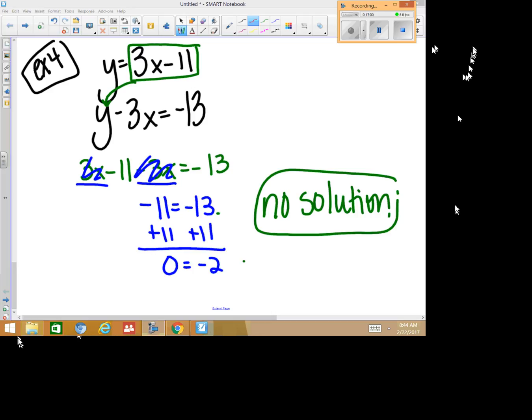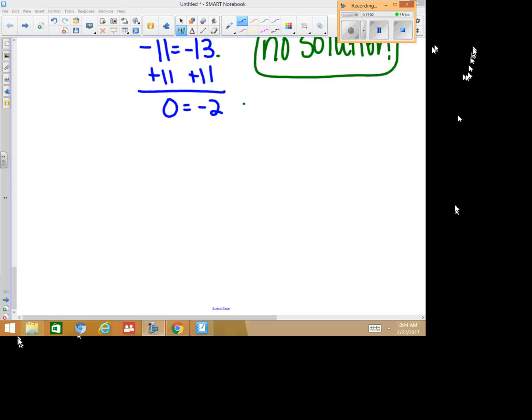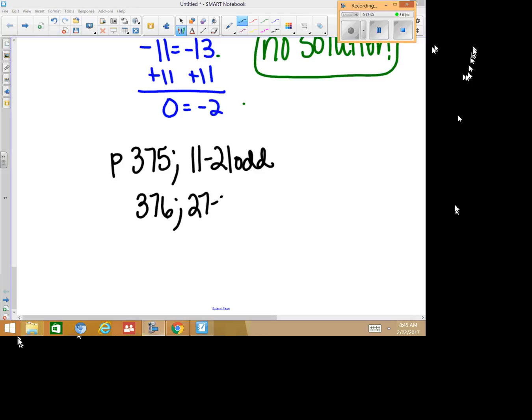Your homework. Our homework page, 11 through 21 odds. Odds means check them in the back. You cannot get away with just writing an answer down on these, can you? No, you have to show your work. If you just write an answer down, I'm not taking it. I'm going to count it off. You're going to get a 0, because I know you didn't do it. So, fair warning. You have to plug these in. 27 through 31 odd.